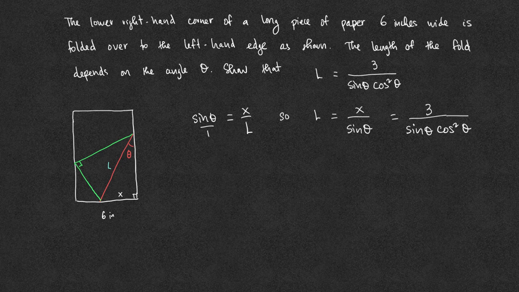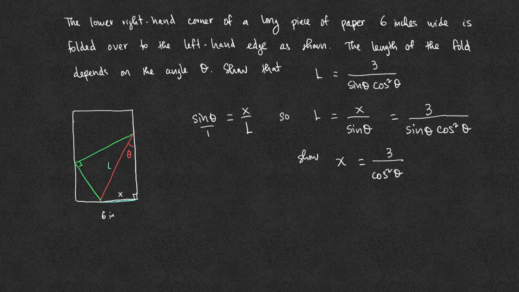What this means is that we need to somehow show that x equals 3 over cosine squared theta, because L is 1 over sine theta times x, so x has to be 3 over cosine squared theta. The number 3 in this expression has something to do with the width of the piece of paper, 6 inches. We let x be the length of the side of the right triangle on the right hand side.